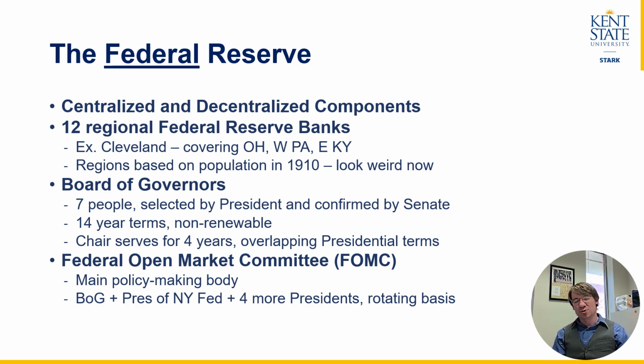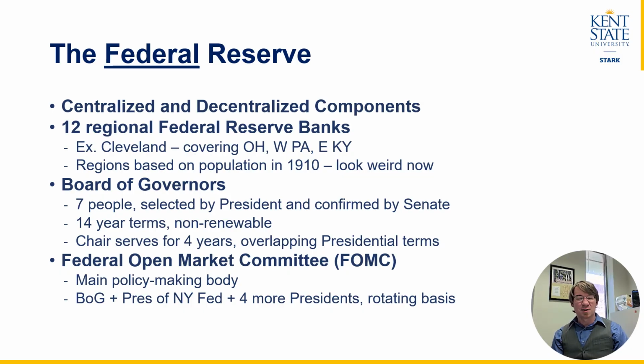But then you have the central body, right, which is the Board of Governors. The Board of Governors is composed of 7 people. They're selected by the president, they're confirmed by the Senate, so they go through the same type of process, more or less, as you find for judges. Right? Then, when they get appointed to the Board of Governors, they serve a 14-year term, and it's not renewable, and so once your 14 years are up, you're done.